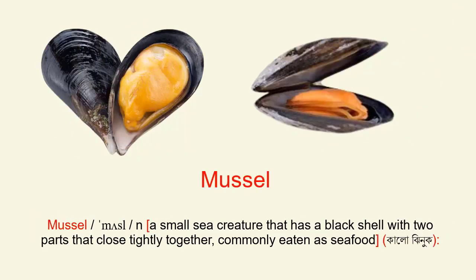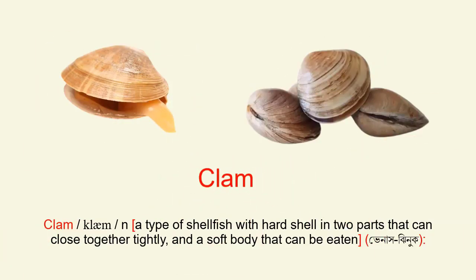Mussel. A small sea creature that has a black shell with two parts that close tightly together, commonly eaten as seafood. Clam. A type of shellfish with a hard shell in two parts that can close together tightly and a soft body that can be eaten.